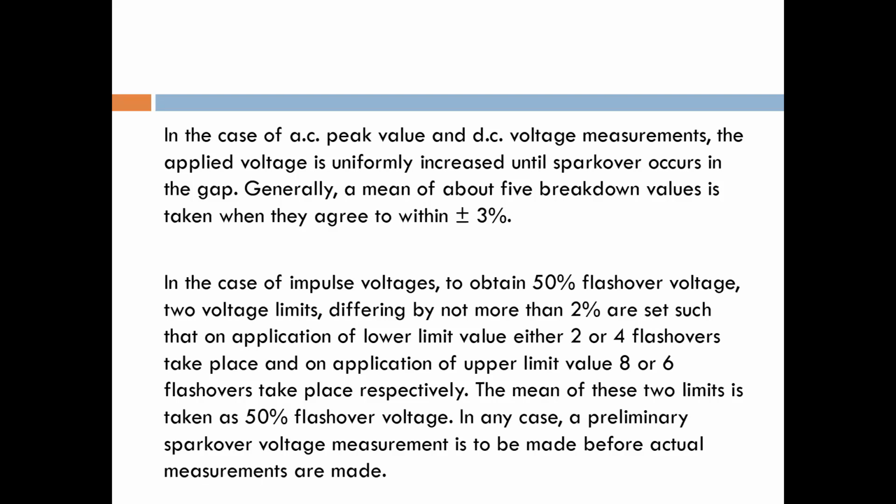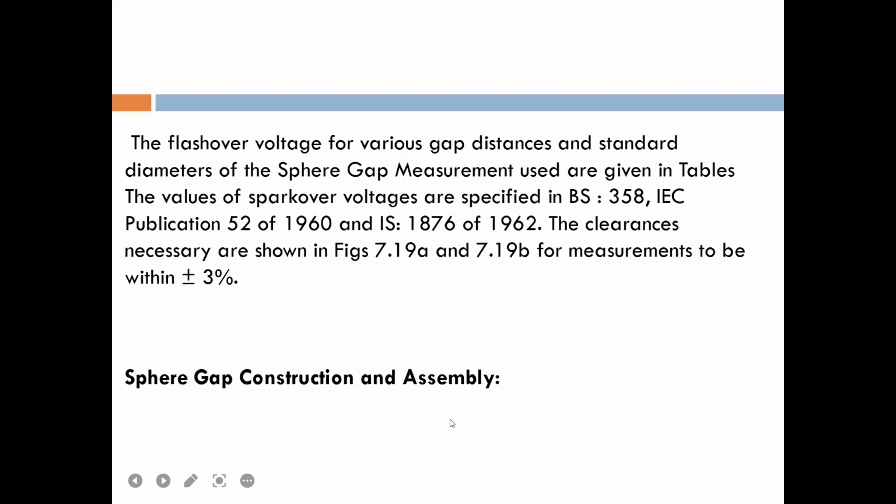Upper limit maximum 8 to 6 flashovers you can take, and taking the arithmetic mean of that will give you the peak AC, DC, or impulse voltage. The mean of these two limits is taken as the 50% flashover voltage. That is going to be the flashover voltage for various gap distances and standard diameters of the sphere gap measurement. Values are given in the table.